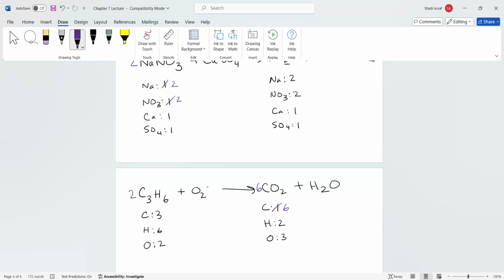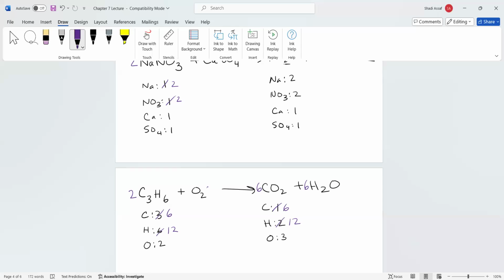And we're going to have to multiply this by 2. So that makes it a 6. But that also changes the number of hydrogens. So in this case, you have 2 times 6, which is 12 hydrogens. So we need now a 6 in front of this water molecule, so that 6 times 2 is 12. So carbon and hydrogen are balanced.